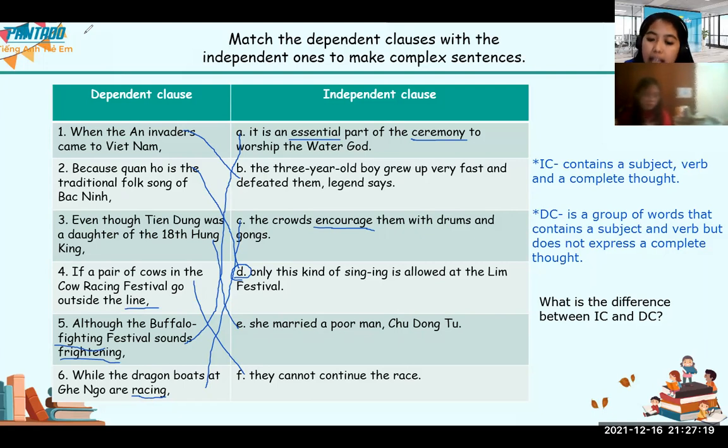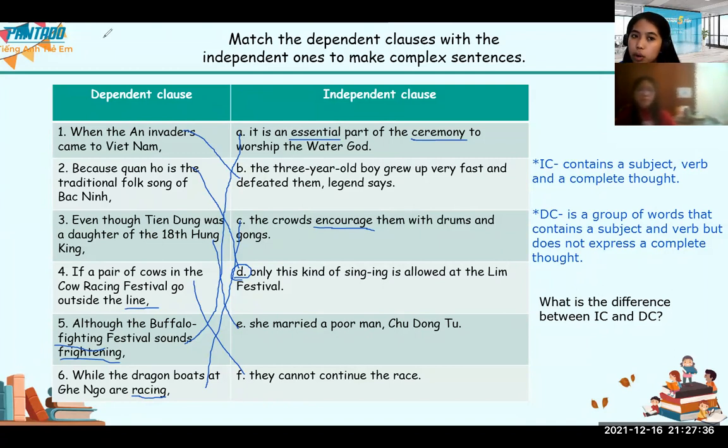Is this your final answers? Yes or no? Is that okay, Ngok? Is this your final answers? Can you hear me? Yes.